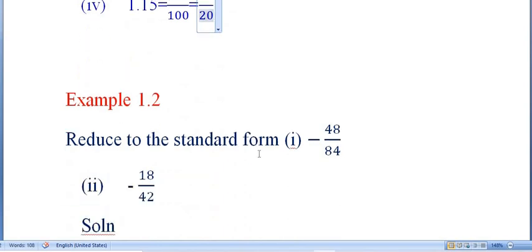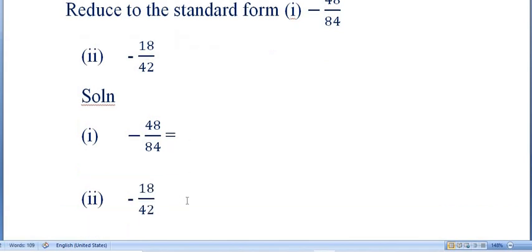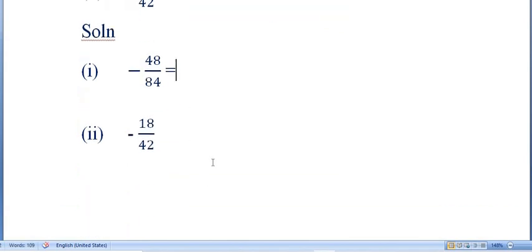So I hope you understood. Now the next problem. Example 1.2, reduce to the standard form minus 48 by 84. Minus 48 by 84. So the second problem, minus 18 by 42. So we are going to see the first one, minus 48 by 84. So let us see this.